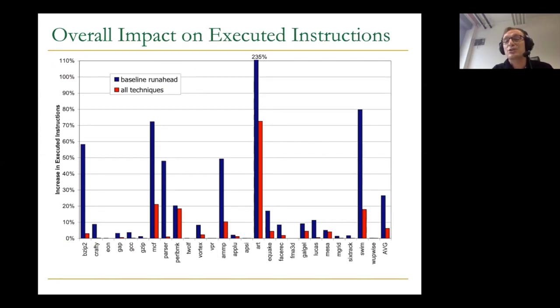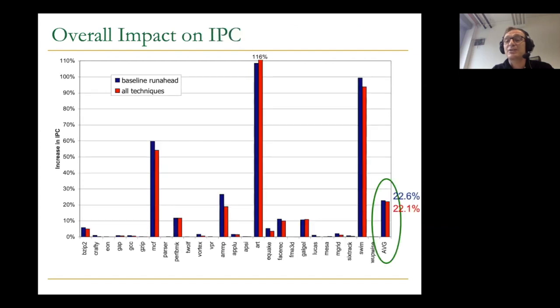This paper also says you should drop the floating point instructions in run-ahead mode so that you could get to the next cache miss. And I don't remember actually if this figure includes those techniques. I believe it doesn't because that's a separate technique. But basically, you could reduce the extra executed instructions from about 27% to 6%, which is a huge improvement in the extra instructions that you execute in run-ahead mode, while preserving the benefits in terms of performance. So the performance benefits go from 22.6 to 22.1. So this is clearly a much better trade-off, right?